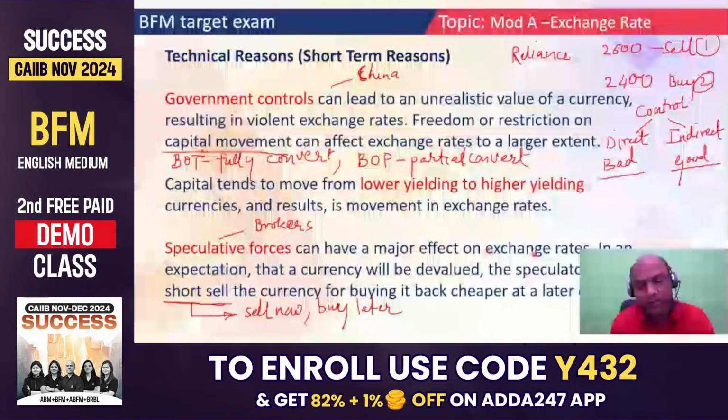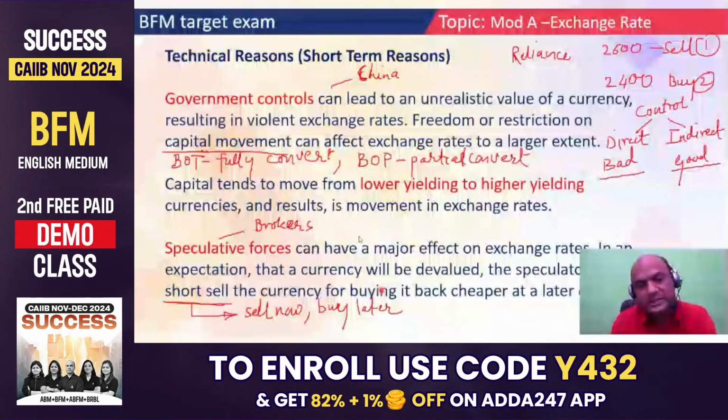They play a major effect on the exchange rates in an expectation that the currency will be devalued. The speculator will short sell the currency for buying it at a cheaper rate at a later date. So what is this short selling? I won't go into details now, we'll be coming to it later. Short sell means sell now, buy later. That is called short selling. There are two positions, always remember. One is long, second is short. Long means you buy now and then you sell it when the rate goes higher. That is known as a long position. And a short position is the reverse.